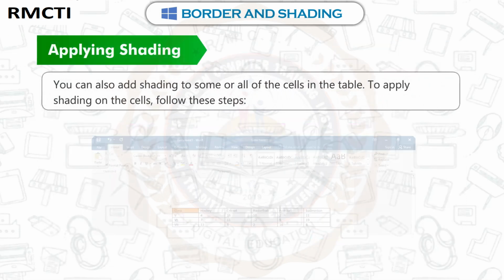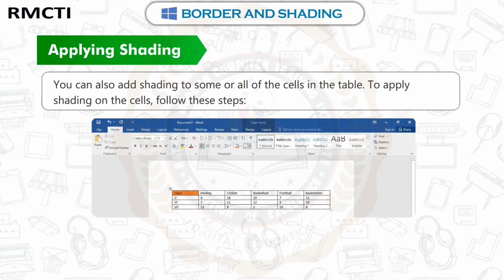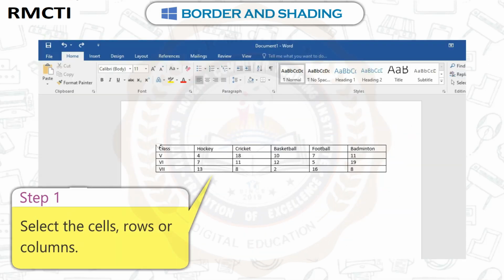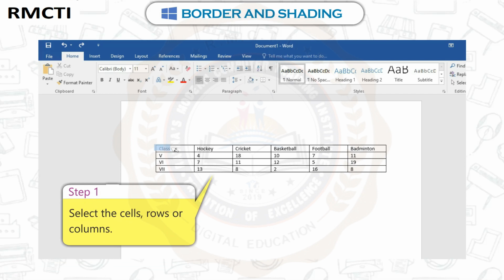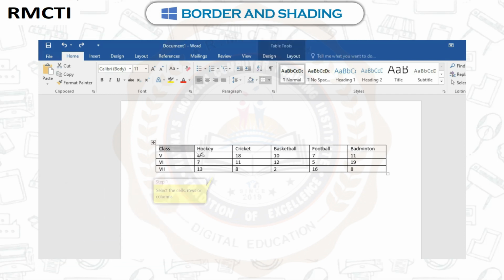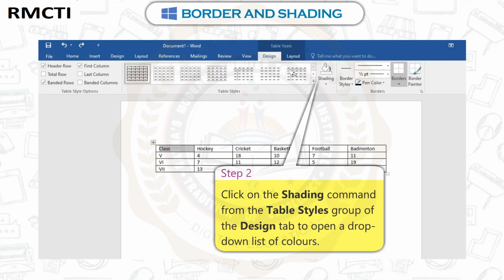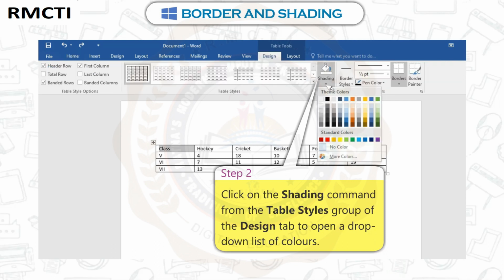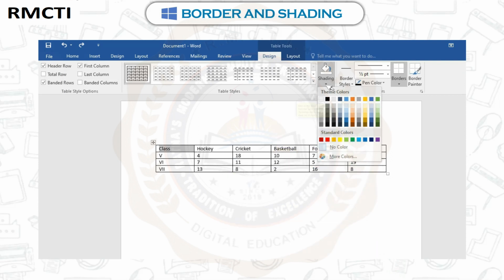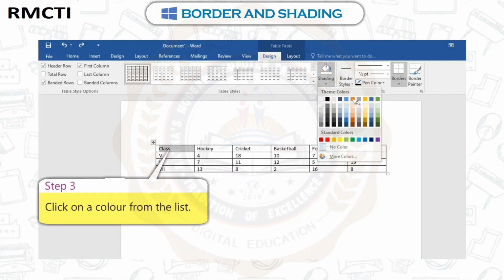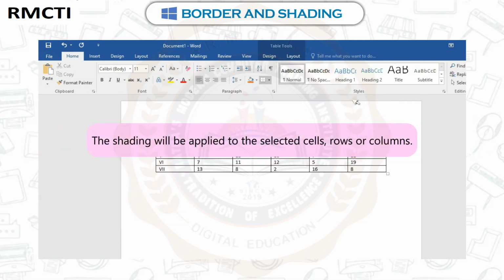Applying shading. You can also add shading to some or all of the cells in the table. To apply shading on the cells, follow these steps. Step 1. Select the cells, rows or columns. Step 2. Click on the Shading command from the Table Styles group of the Design tab to open a drop-down list of colors. Step 3. Click on a color from the list. The shading will be applied to the selected cells, rows or columns.